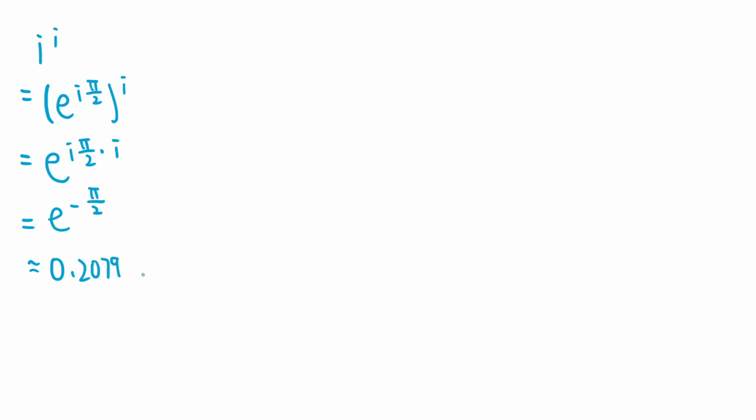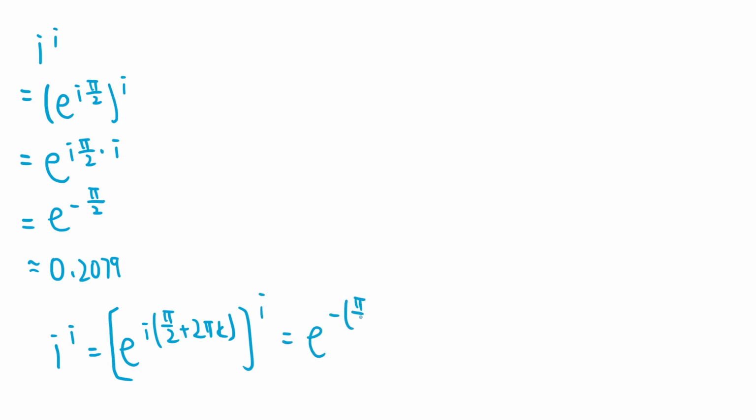0.0279. If we had assumed that the value of theta was pi over 2 plus 2 pi k for any integer k instead of the principal argument, then i to the power of i would have been equal to e to the power of i times pi over 2 plus 2 pi k, all raised to the power of i, and this is equal to e to the power of negative pi over 2 plus 2 pi k. In this case, the exponent is still clearly a real number, so no matter which integer value of k we choose, i to the power of i is still a real number in any case.